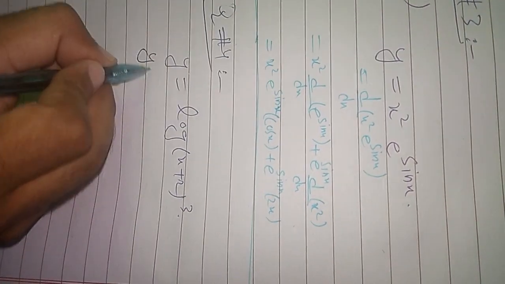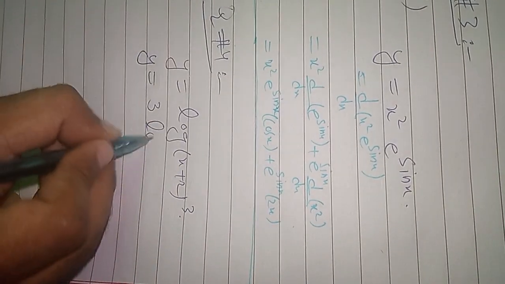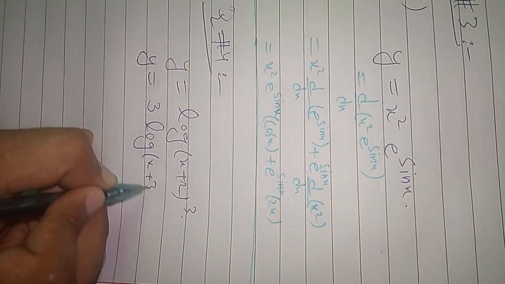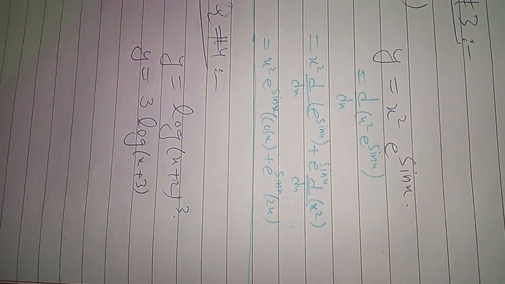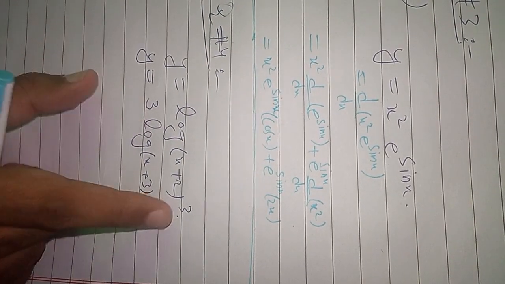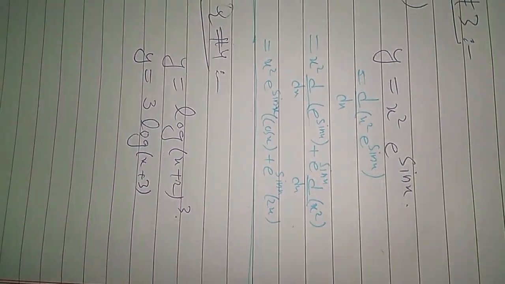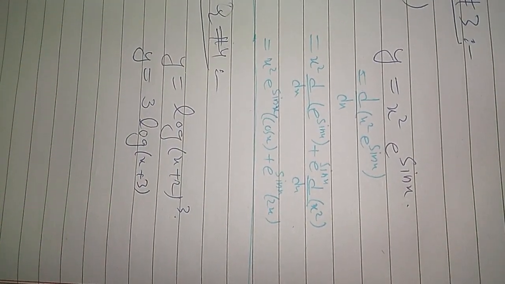Basically, there is a question that we are going to solve, and this is the log question in which we have the log of (x plus 3) to the power 2. So first of all, we are going to shift. We have shifted the power of the log first, because this will be easy to take its derivative.